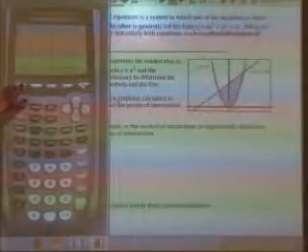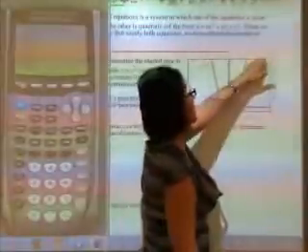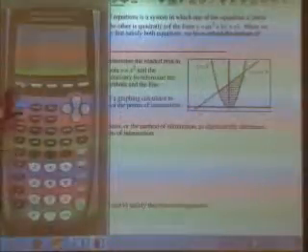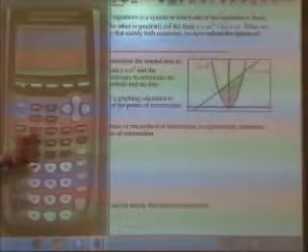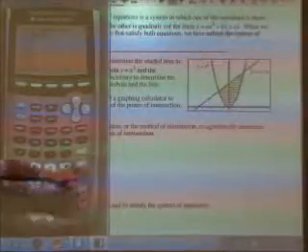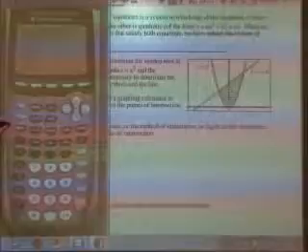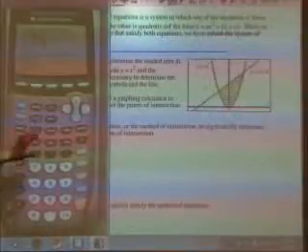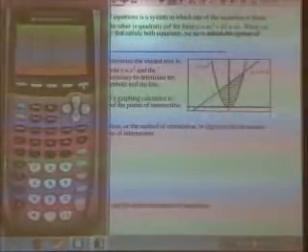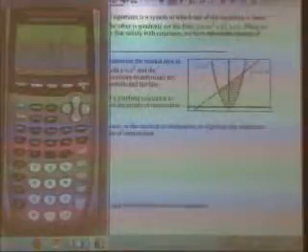Now we're going to graph the straight line first, y equals x plus 6, and I'll explain why afterwards. And then underneath we're going to put the x squared. Then we press graph, and there's my replica of what I see on the page.